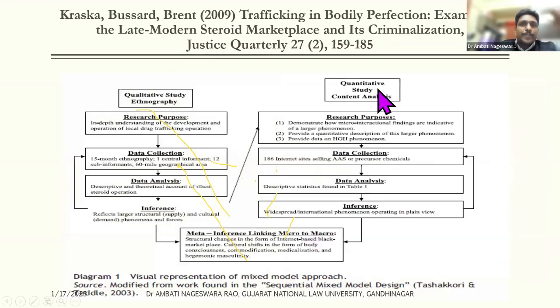So there is a small research work. The name of the study is Trafficking in Bodily Perfection: Examining the Late Modern Steroid Marketplace. As you all know, everybody wants to have a good body. They want to maintain a good image, whether it's girls, boys, men, or women. They want to be attractive. They want to look very good, maybe for outside people, or maybe for themselves. They want perfection in terms of their body, how they look.